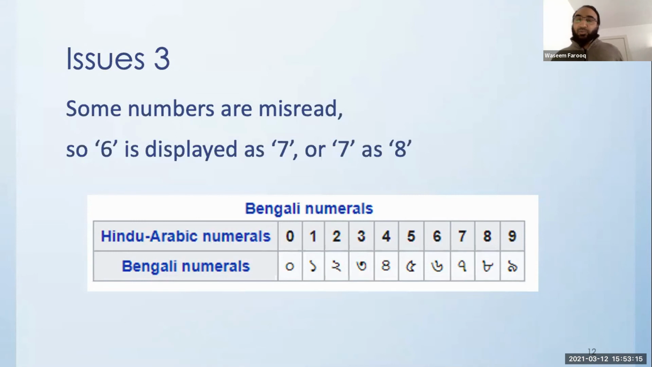And also there were some issues with the numbers as well. So sometimes the number 6 was showing as a 7, or sometimes number 7 was showing as number 8 as well.